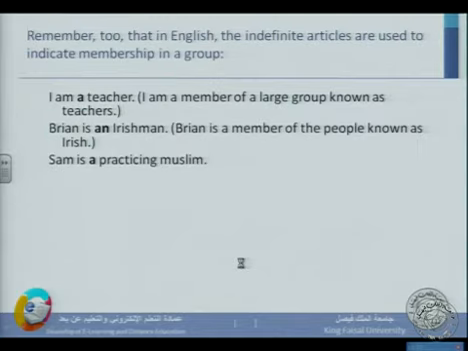Remember too that in English the indefinite articles are used to indicate membership in a group. We have talked about this for the third time now. I am a teacher. I am a member of a large group known as teachers. Brian is an Irishman. Brian is a member of the people known as Irish. Sam is a practicing Muslim. So Sam is a member of the group known as Muslims. Is that clear? I hope so.